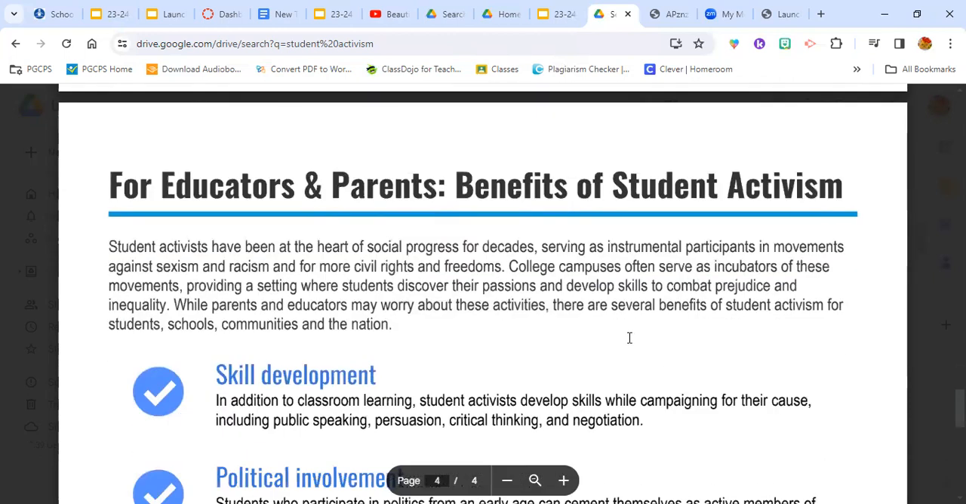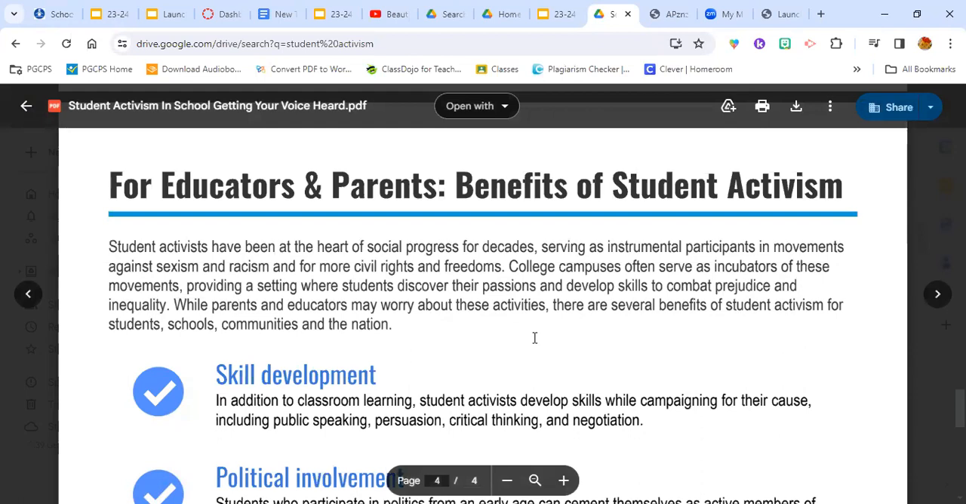For educators and parents, benefits of student activism. Student activists have been at the heart of social progress for decades, serving as instrumental participants in movements against sexism and racism and for more civil rights and freedoms. College campuses often serve as incubators of these movements, providing a setting where students discover their passions and develop skills to combat prejudice and inequality.